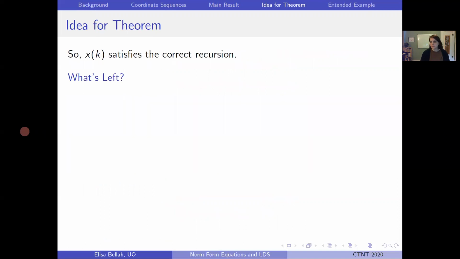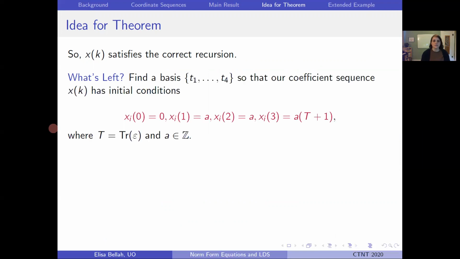So what else do we need to do? Well, we need to show that they also satisfy the correct initial conditions. So we need to find a basis so that my coordinate sequence has these initial conditions. I've scaled my initial conditions from my previous lemma just by some constant multiple, so I won't lose anything about divisibility. So the question is, when can I do this? When can I find these initial conditions?